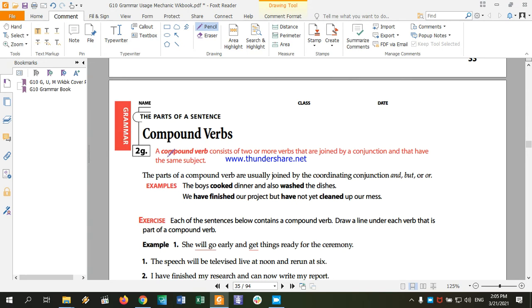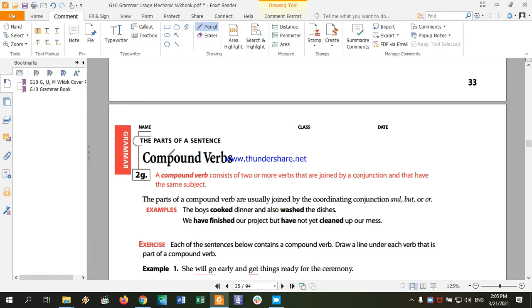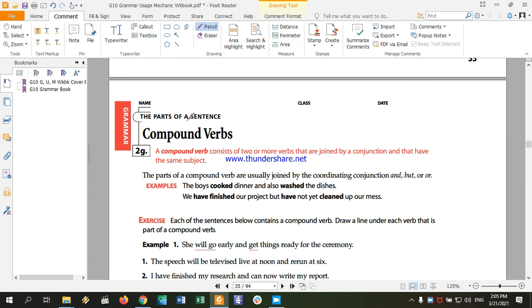Now let's move on to page number 34. We've talked about compound subjects. Now we're going to talk about compound verbs. What's a compound verb? A compound verb is a verb that consists of two or more verbs that are joined by a conjunction and that have the same subject. So we have more than one verb sharing one single subject.